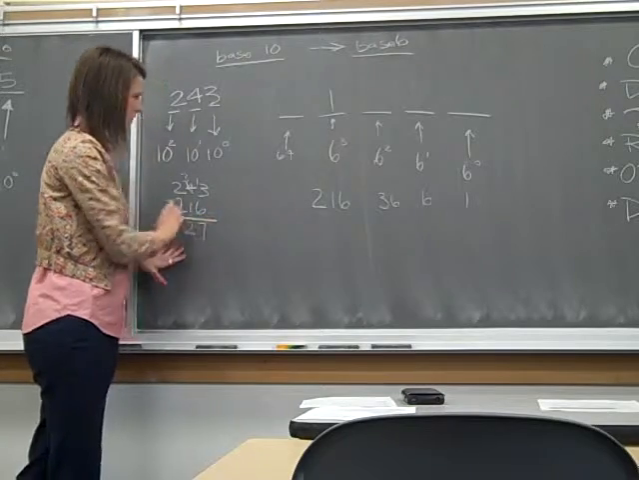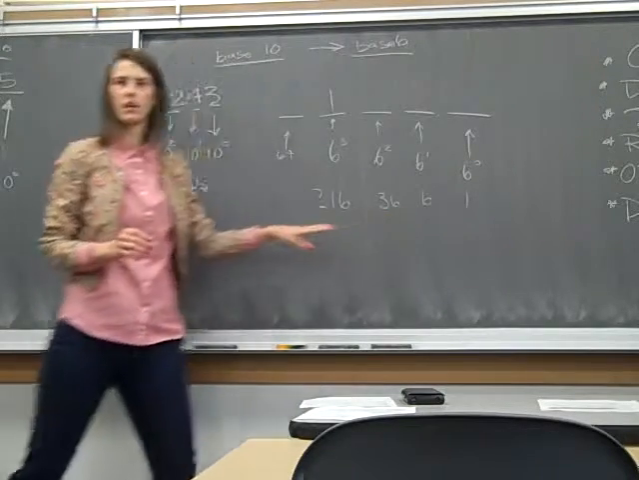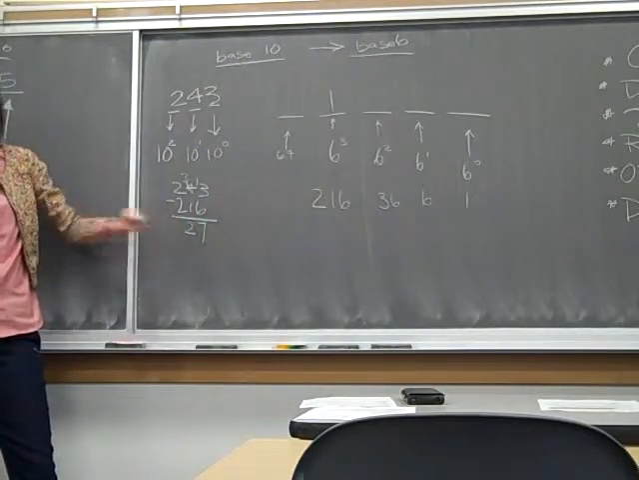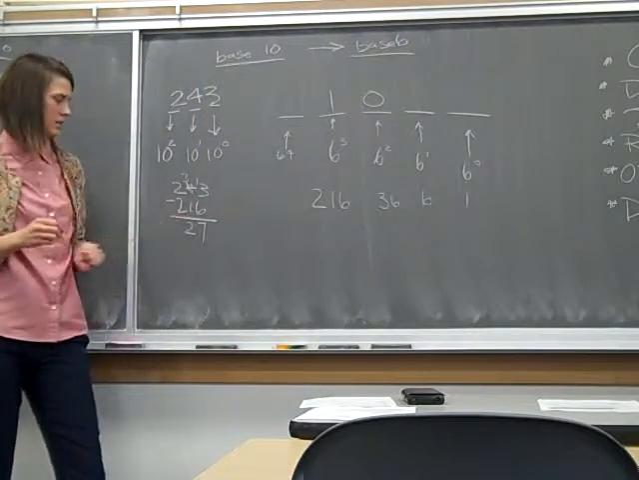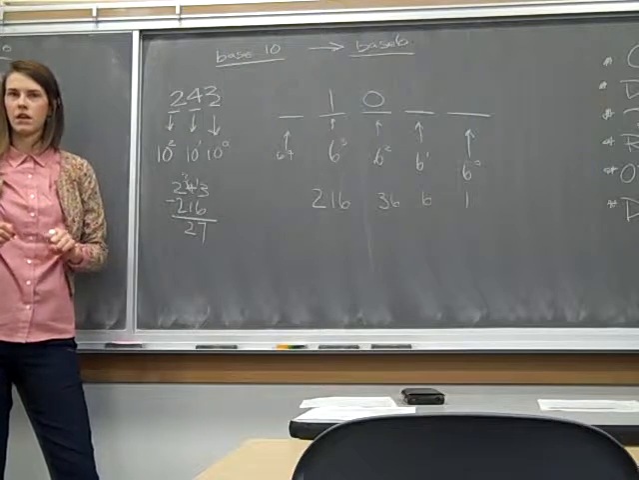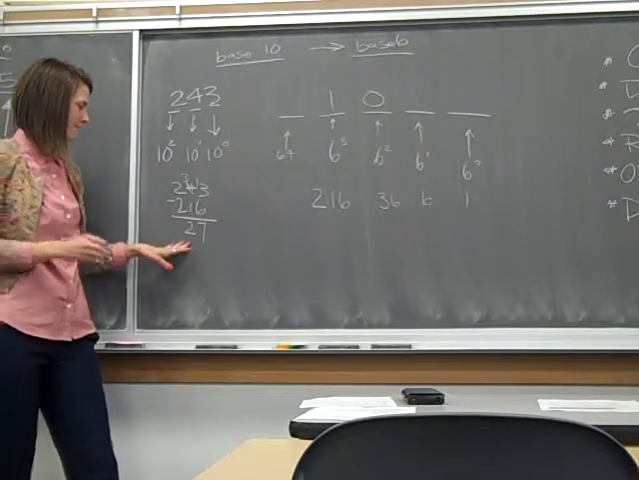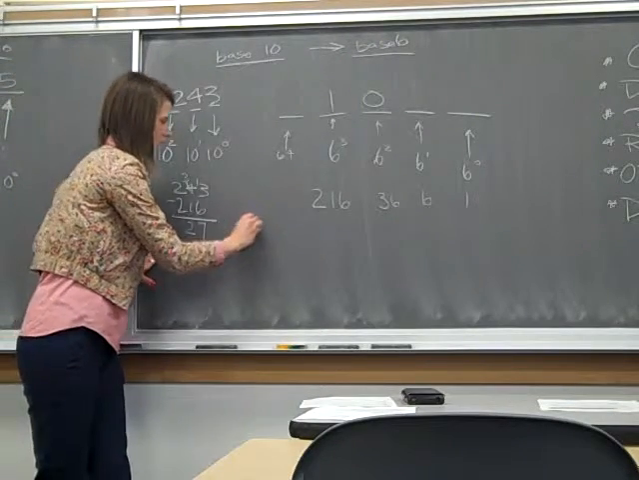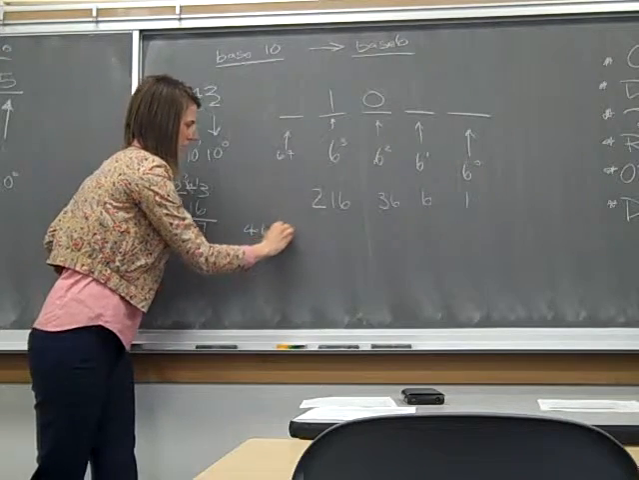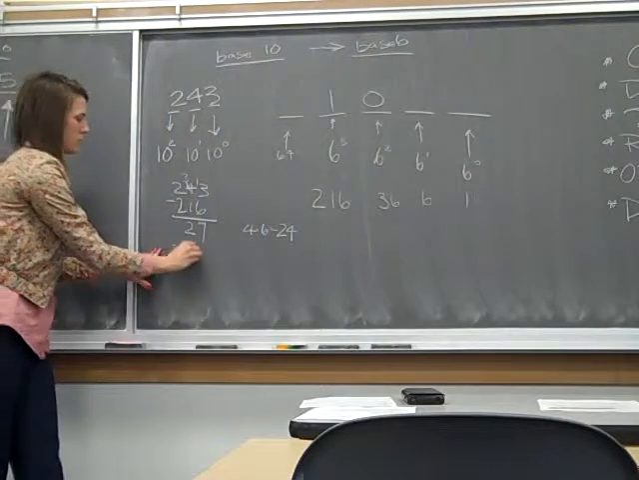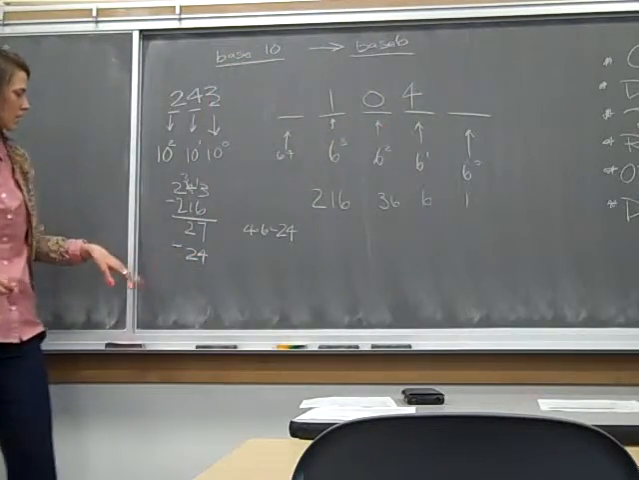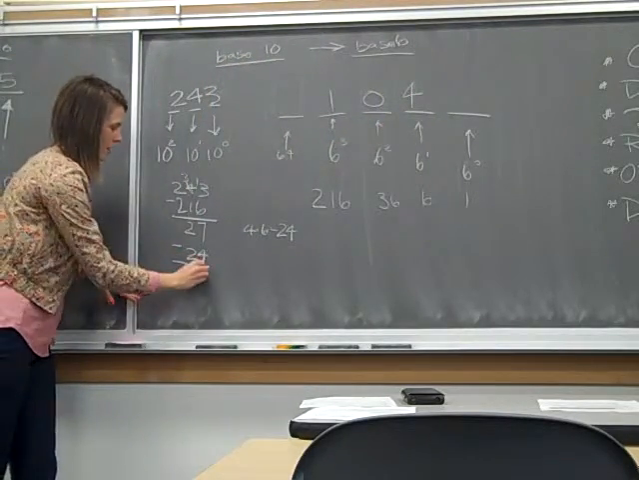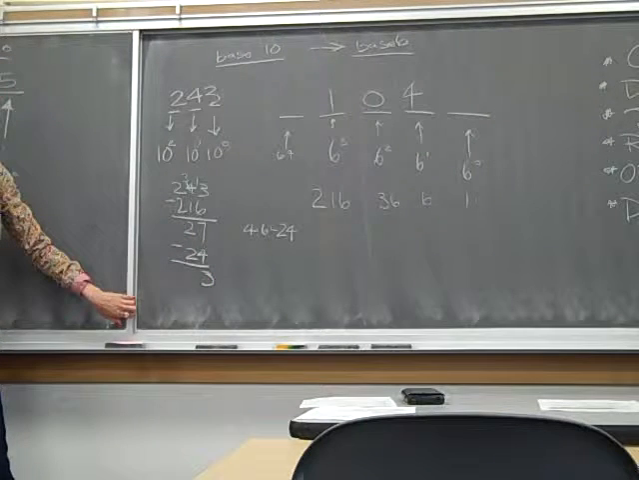Now we have to try and figure out how many 36s there are. Are there any 36s that we can take from there? No. So we'll just go ahead, 0. Are there any 6s? How many? 4. So 4 times 6 is 24. So we'll subtract 24 from there. We'll put a 4 here. So we're going to subtract 4 from there. We have 3.